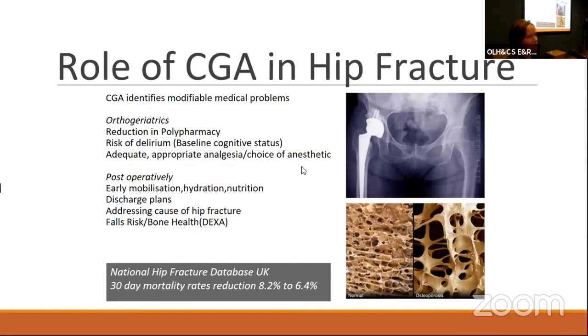And by following the proper pathways, as we can see there in the UK with the hip fracture database, 30-day mortality rates have significantly reduced, down from 8.2 to 6.4% over about an 8-year period. So very significant to have this collaborative approach.